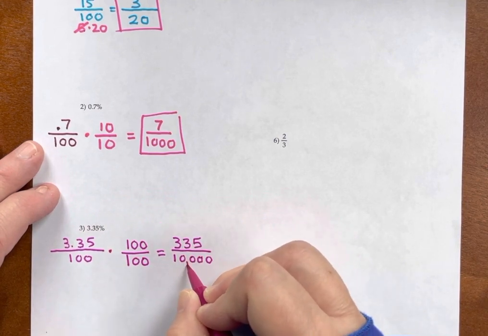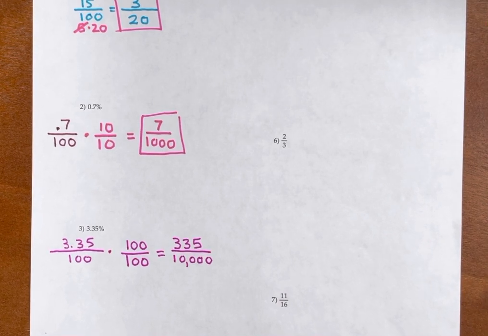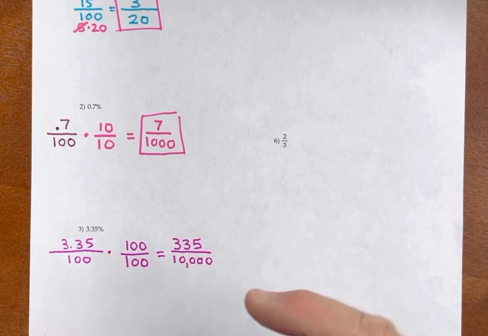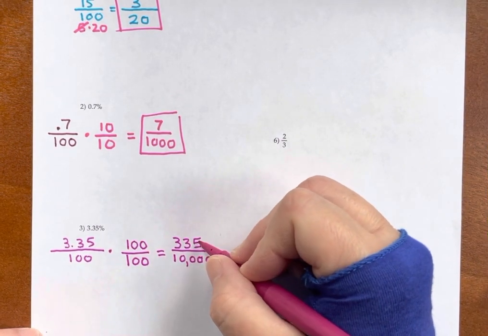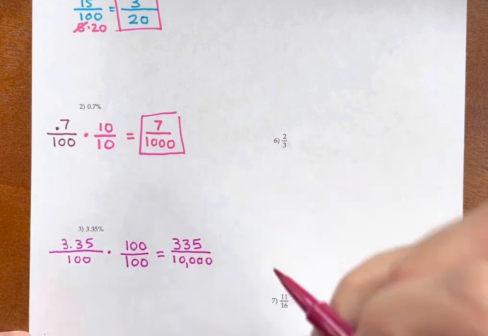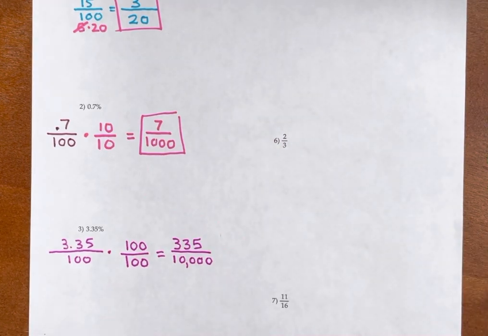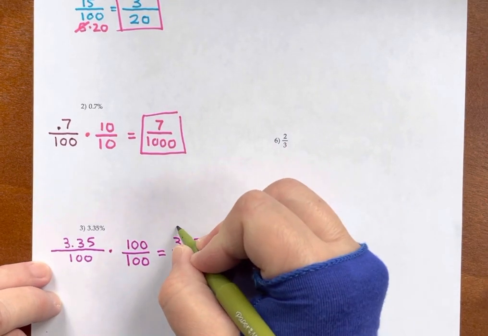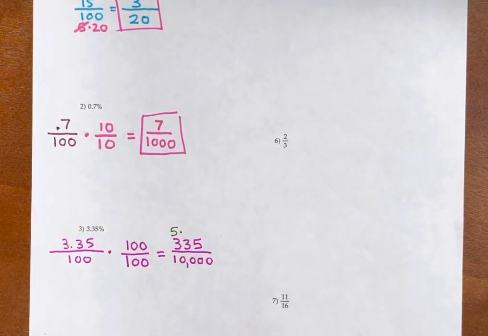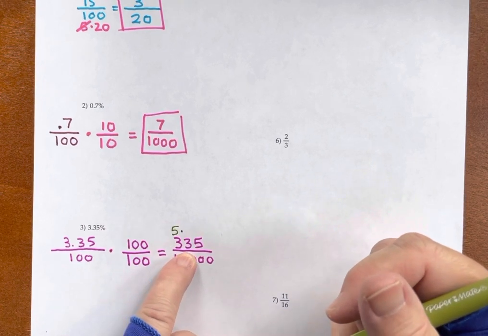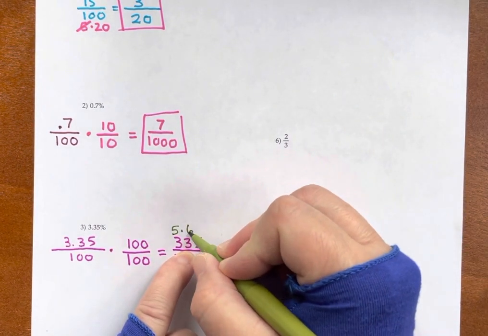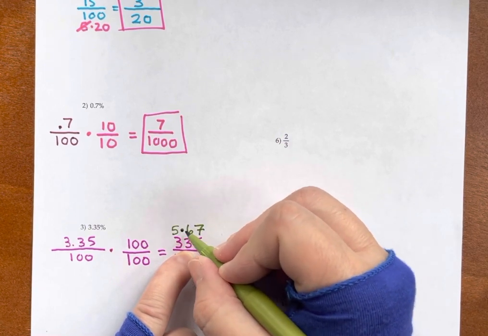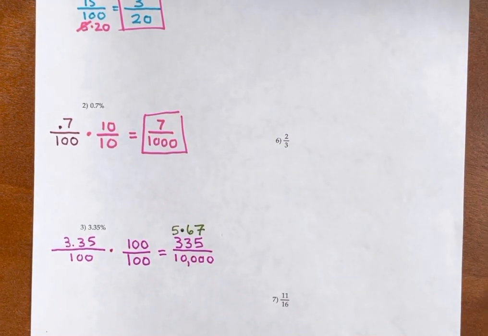All right, so that is not in lowest terms, and they want lowest terms. So I know for sure a 5 will go into both the numerator and the denominator because that ends in a 5 and that ends in a 0, so it passes the divisibility test for 5. So I'm going to write my numerator as 5 times, well, let's see, 5 goes into 33 6 times with 3 remaining, and 5 goes into 35 7 times. So the numerator is 5 times 67 equals 335.